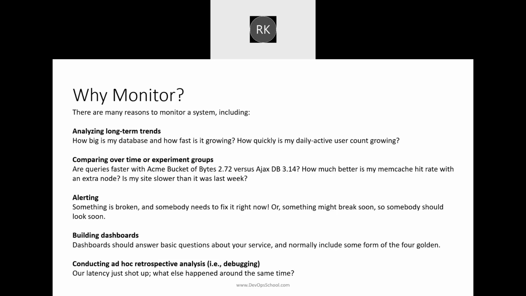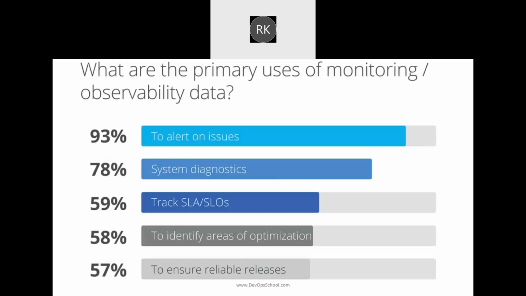Yes, Rajesh. Yeah. So analyzing the long-term trends, comparing over time or experiment groups, alerting, building dashboards, conducting ad hoc retrospective analysis, debugging and all stuff like that. These are the things we do as part of the monitoring. So we need monitoring. Okay, so these are some stats. What are the primary uses of monitoring and observability data? You see that most of the data which we use is for alerting. That data means information, same thing: metrics, logs, traces. Why do we use it? To create alerts, to troubleshoot, to track SLAs and SLOs. I'm not sure how many of you are from the SRE team, but if you are, you know that your job relies on SLAs and SLOs, identifying areas of optimization, and reliable releases. So yes, these are the reasons for it.